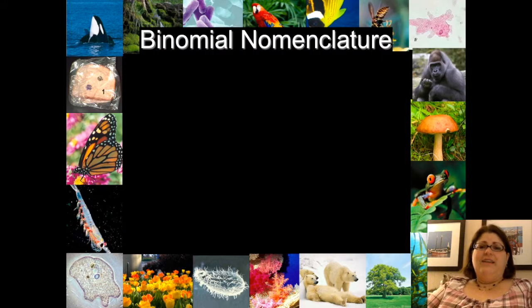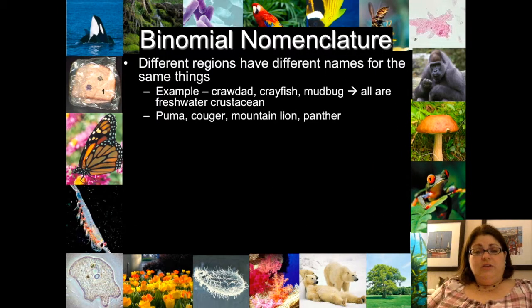So in science, when we say a finch or we say a cat, we need to be very specific about what species we're talking about because we have different groupings all over the world. And when we're talking about things like their characteristics or their conservation, because many of them are endangered, we need to know exactly what species we're talking about. So binomial nomenclature, or our scientific naming, allows for the fact that there are different names for things like crawdad, crayfish, and mudbug, all different regional names for the same crustacean.